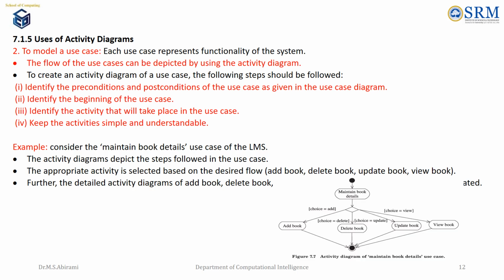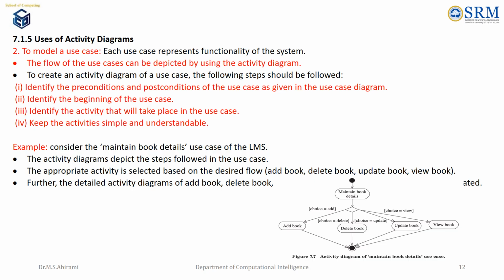Then the second use is to model a use case. Each use case represents functionality of the system. The flow of the use cases can be depicted by using the activity diagram. The activity diagram is represented in figure 7.7, that is the activity diagram of maintain book details. For maintaining the book details, we have to add book, delete book, update book and view book. So these four are the activities.